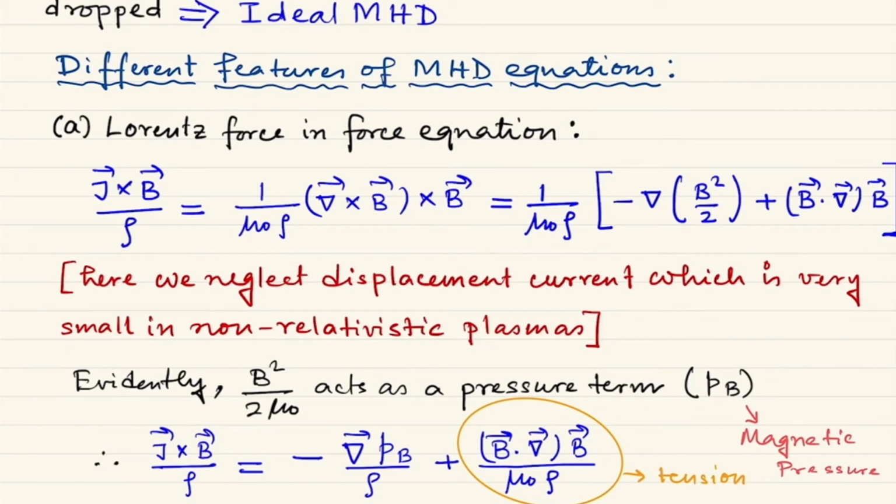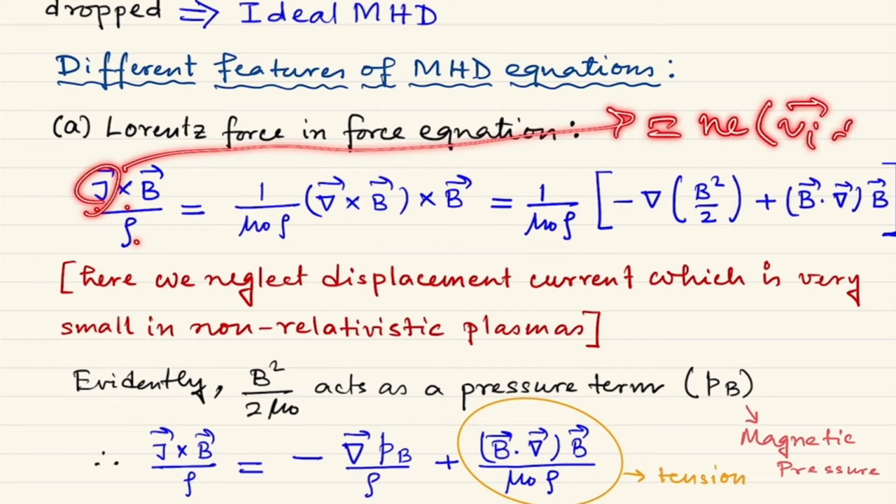One specific feature of the MHD equations is the Lorentz force in the force equation. That term is absent in general for neutral fluids. Neutral fluids are not charged, so they don't have this Lorentz force in the force equation. The Lorentz force is nothing but J cross B by rho, where J is simply equal to N e times Vi minus Ve.